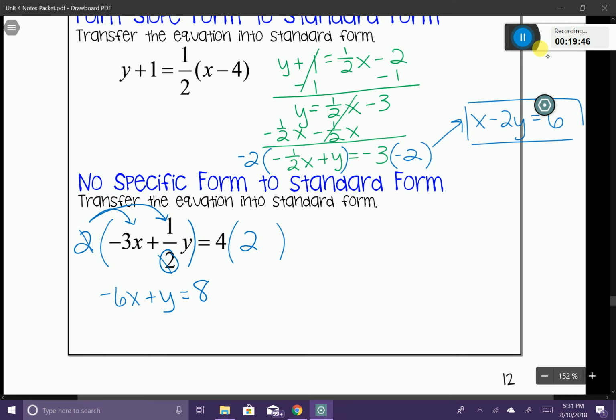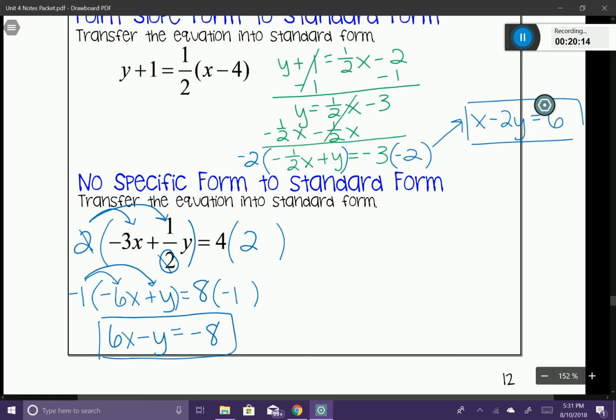Now, to finish this off, you can see that I have a negative as my coefficient. Can't have that. So I'm going to multiply both sides again by -1. And that's going to eliminate it because a negative times a negative is a positive. That's going to leave me with 6x minus y. Be really careful. You have to distribute into both pieces. Equals -8. And I'm done.